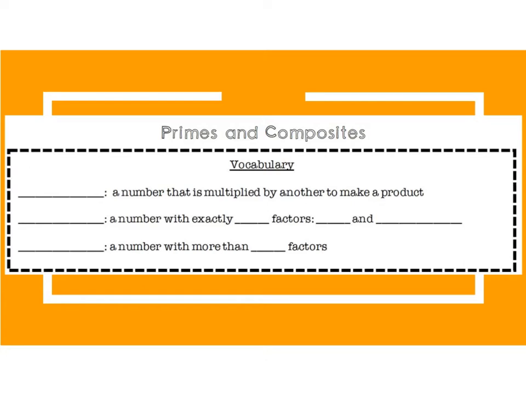Today we are learning about prime and composite numbers and prime factorization. Let's start with a few definitions for prime and composite numbers. A factor is a number that is multiplied by another to make a product.